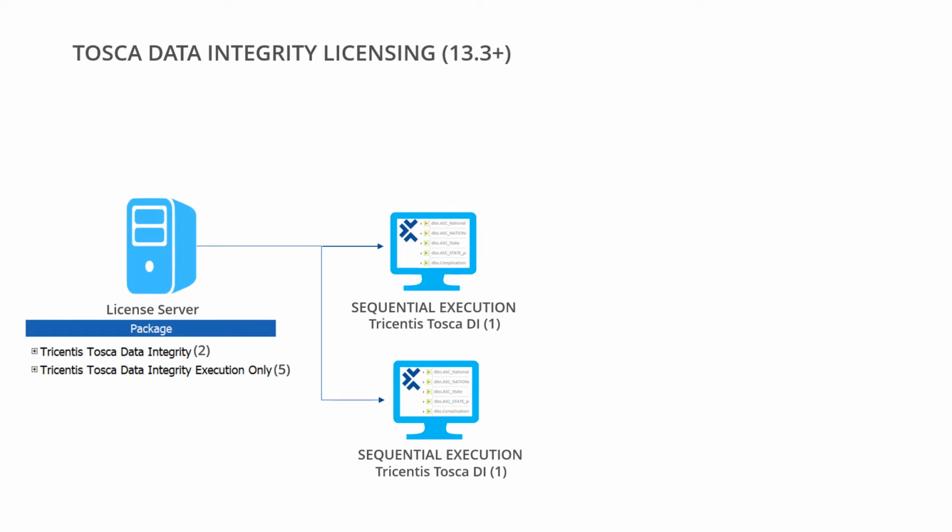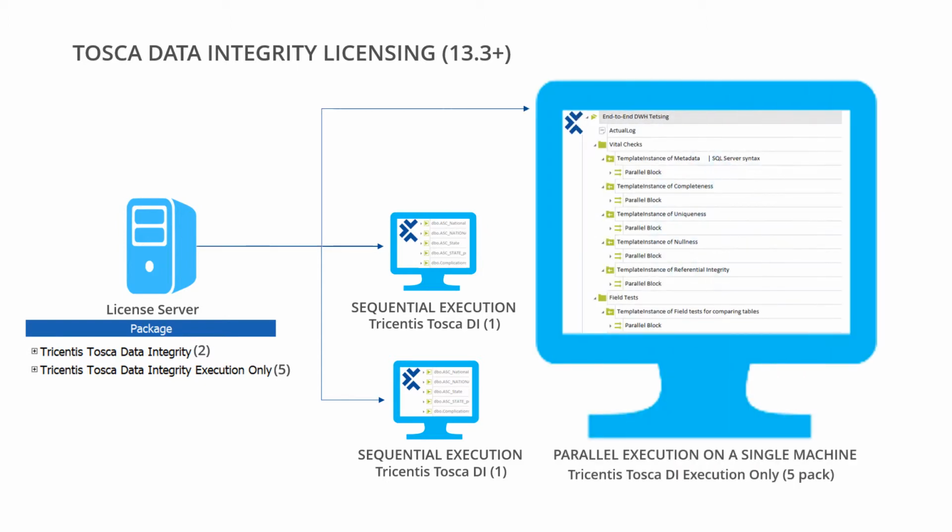Let's first understand the Tosca DI licensing. The standard Tosca DI license allows you to run execution sequentially on a single machine. If you have two or more machines and licenses, you can run these in parallel, but this requires two or more machines. With Tosca DI parallel execution, you can run tests in parallel using a single machine. However, this does require an additional license.